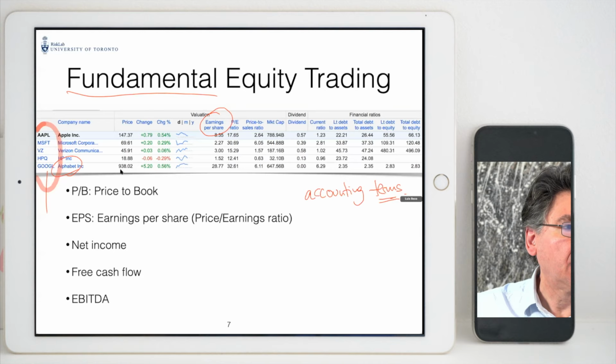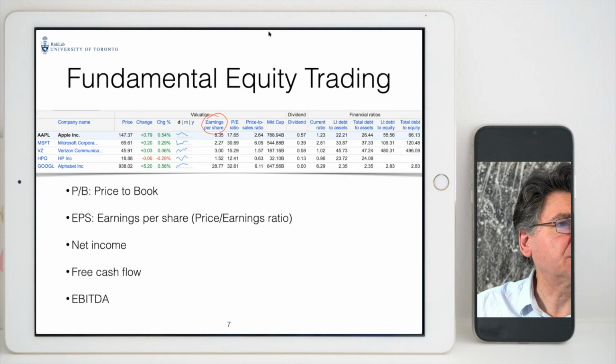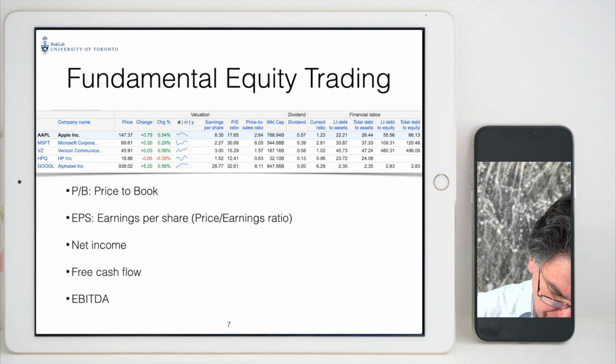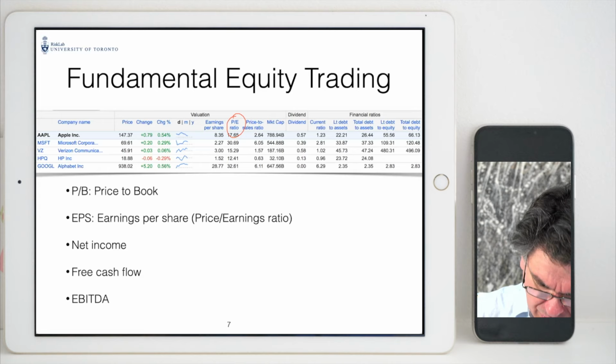Can you answer in the chat if you know earnings per share? I don't know if you know. So can you answer that in the chat, please? Yes, yes. Okay, good. All right, thank you. PE ratio, price to equity ratio, you know that? Please answer in the chat. Yes, okay, good. So I assume you know all of these. This is very good. I was hoping you did.